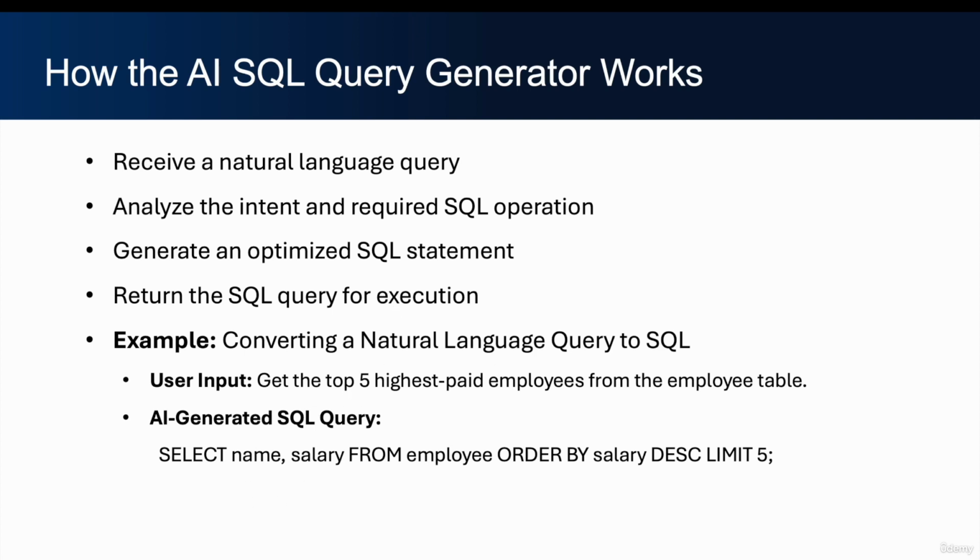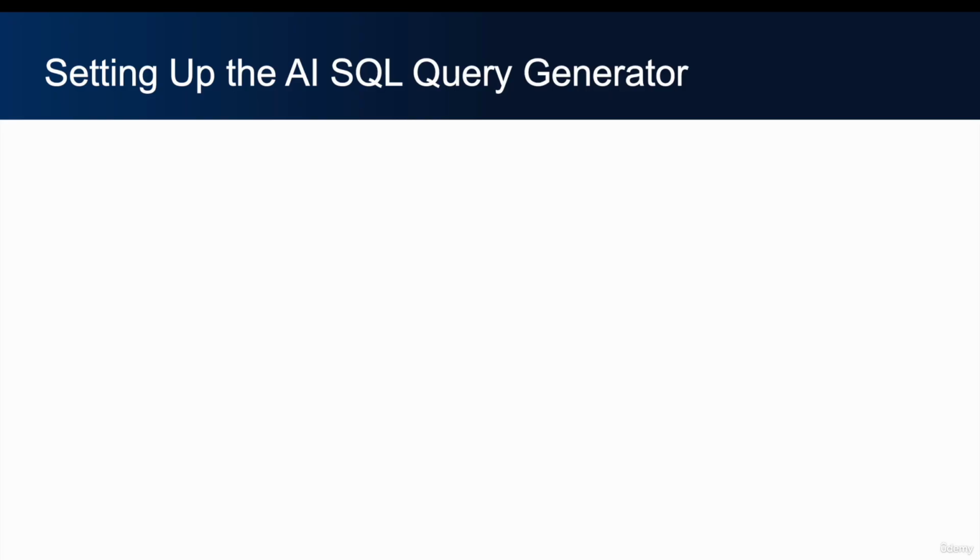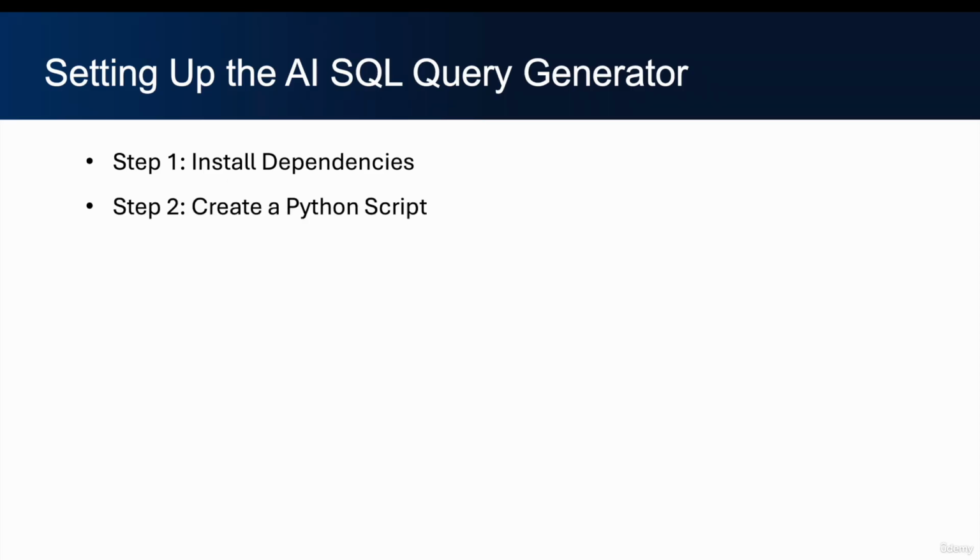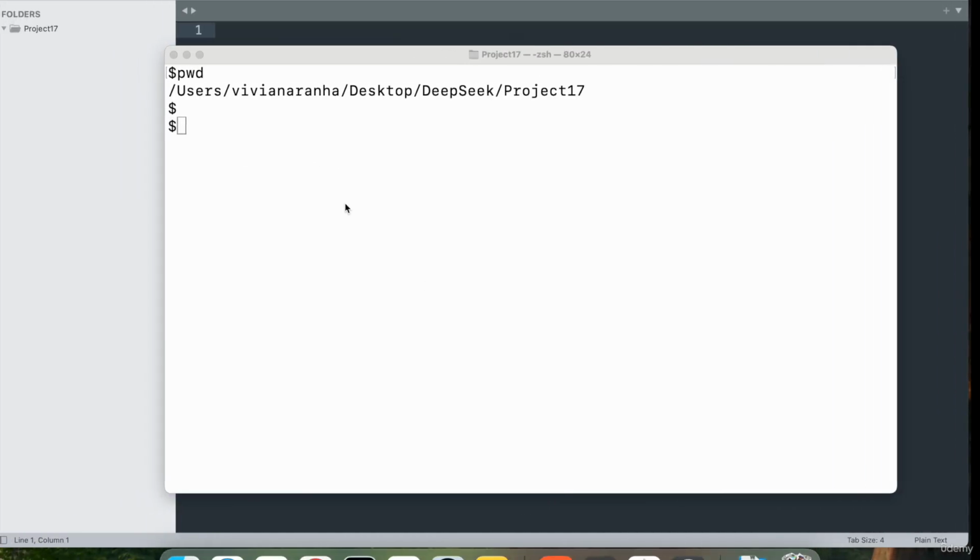So with this knowledge, let's jump into setting up the AI SQL query generator. Let's build a Python script to generate SQL queries using DeepSeek AI. We'll follow 3 steps. First, install the dependencies, where we'll ensure we have requests and Gradio installed. Next, we're going to create the Python script. And finally, we'll run the script. So let's go ahead with step number 1.